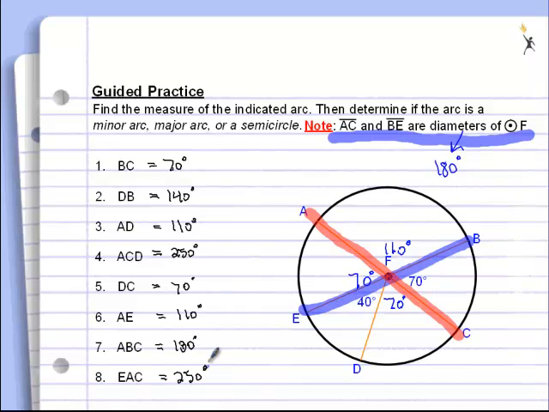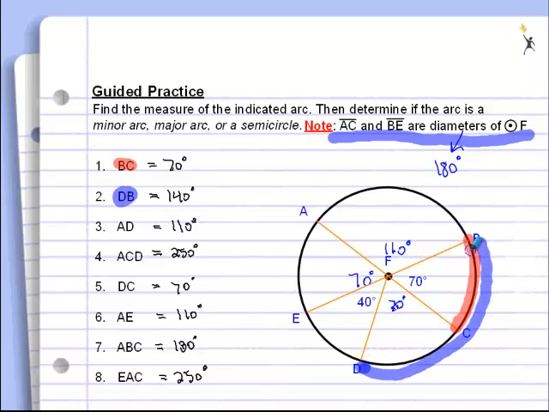Now I go through and answer my questions. I know every angle inside of this circle. Now I can actually solve for my arcs. When they asked for arc BC, I knew that arc BC had to be the same as the angle. And that's how I knew it was 70 degrees. When they asked for arc DB, I knew that arc DB had to be the same as this angle. And this angle is made up of 70 and 70, which is 140. That's how I knew arc DB was 140 degrees.